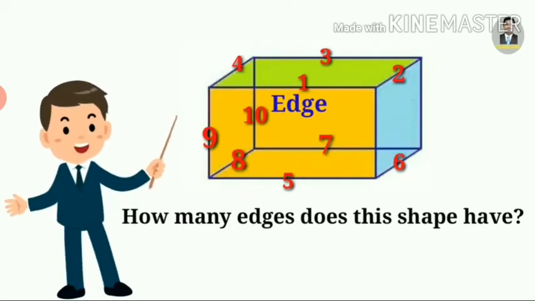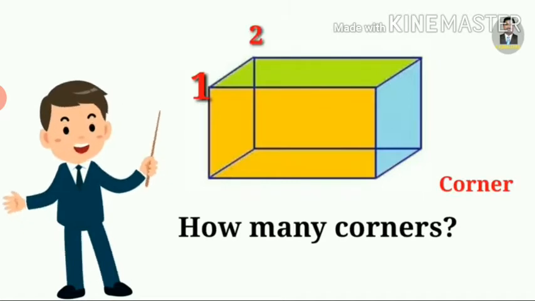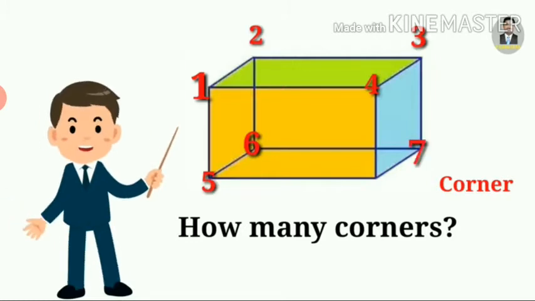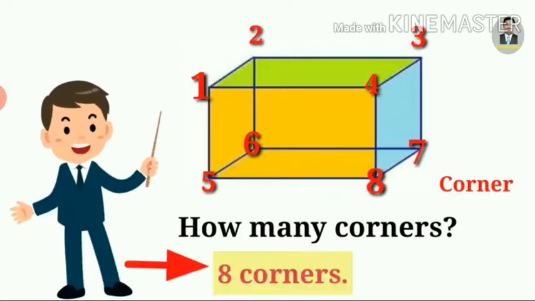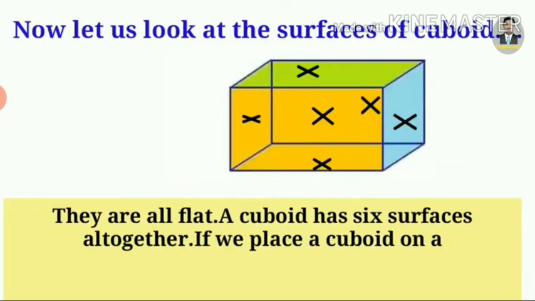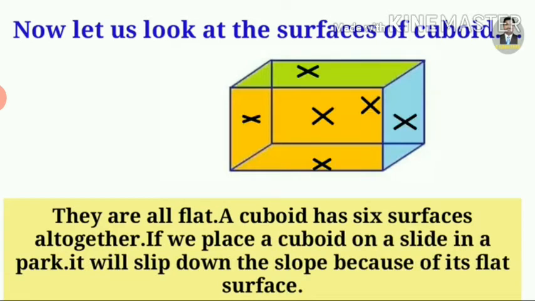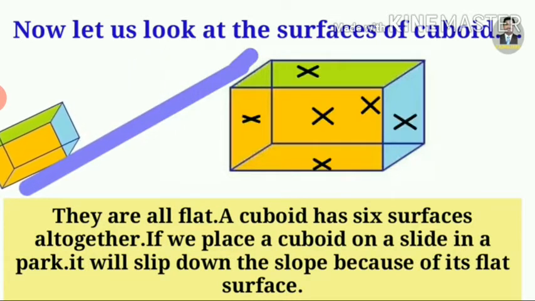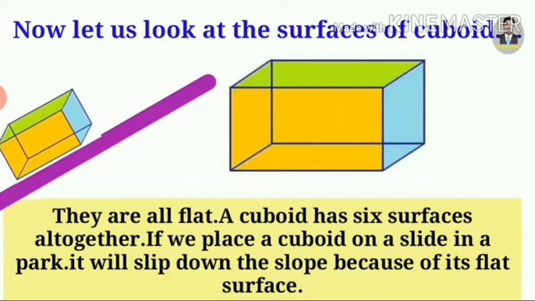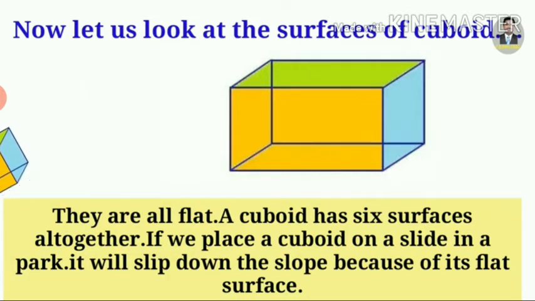So a cuboid has 12 edges. And how many corners? 1, 2, 3, 4, 5, 6, 7, 8. So 8 corners. Now a cuboid has 12 edges and 8 corners. So now let's look at the surfaces of a cuboid. They are all flat. A cuboid has 6 surfaces altogether. If we place a cuboid on a slide in a park, it will slip down the slope because of its flat surface.